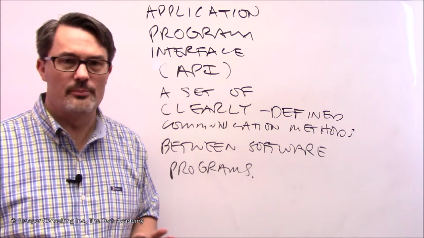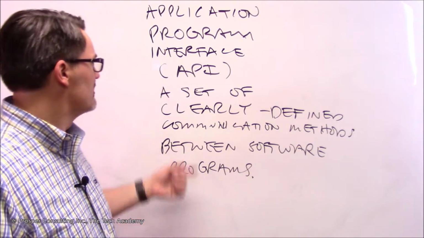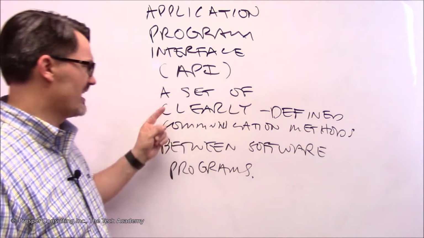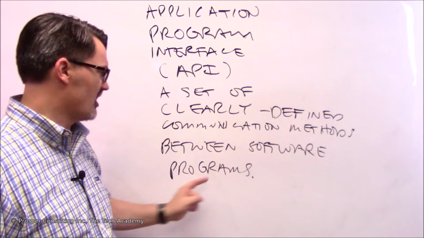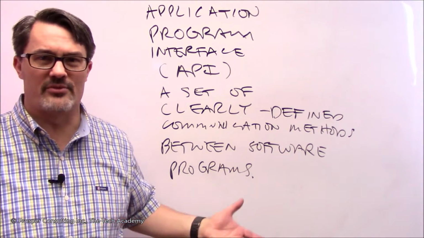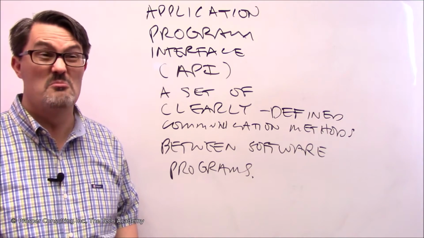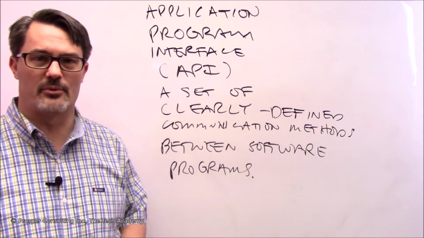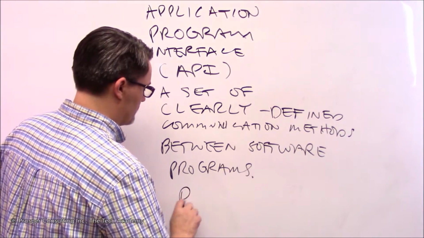Now, not all computer programs even need a thing like an API. They don't need a set of clearly defined communication methods between software programs because not all computer software programs are meant to communicate with any other computer software programs. But a lot of them are. Let's take a typical example. You have a printer.